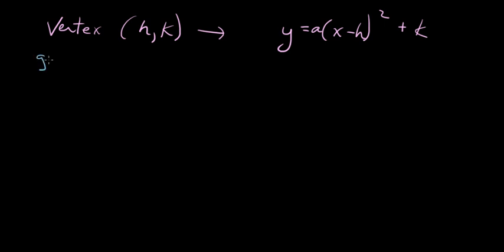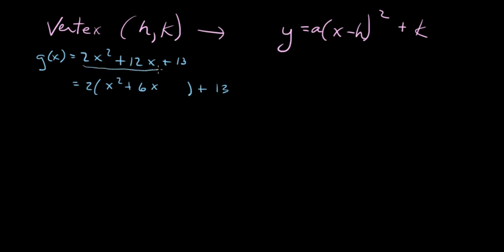Suppose g of x equals 2x squared plus 12x plus 13. Well, that means it equals 2 times x squared plus 6x, plus 13. So all I've done here is I've taken this part of it and taken a 2 out of each one of those terms, and I've left a space here so that I can complete the square. And then I add 13 on the end there. I haven't changed anything, I've just factored out 2 things here.